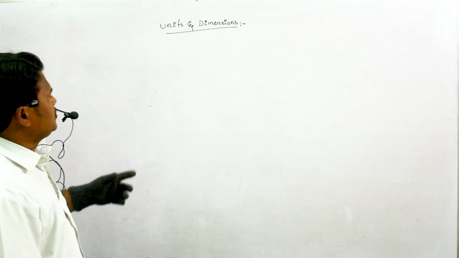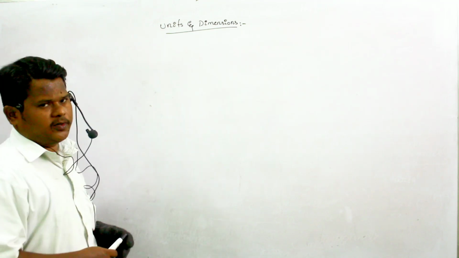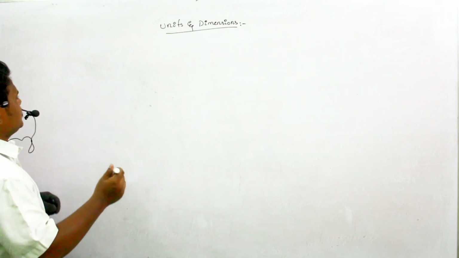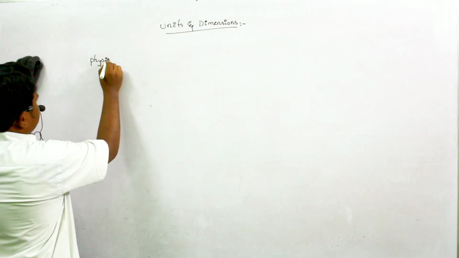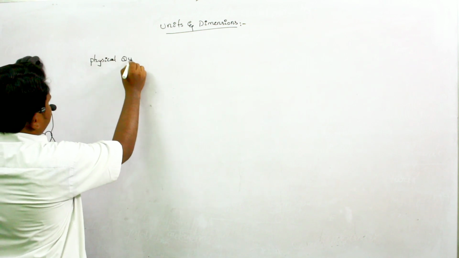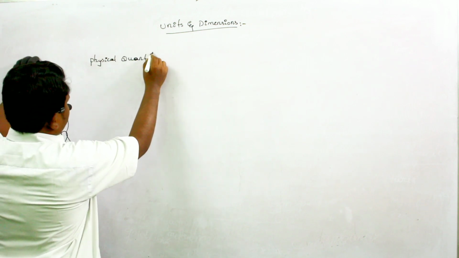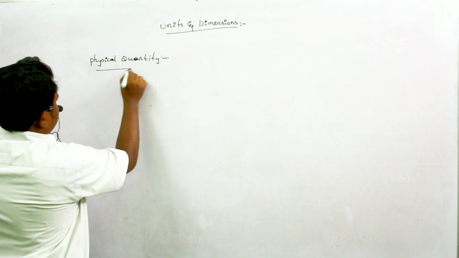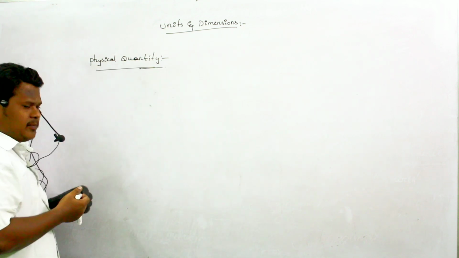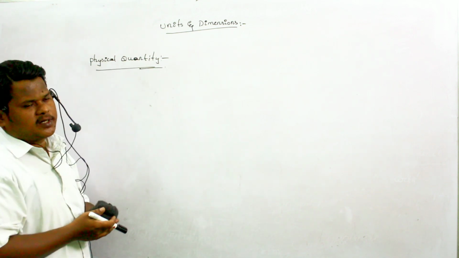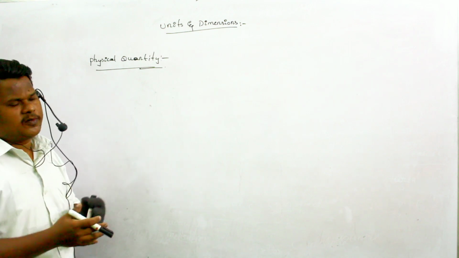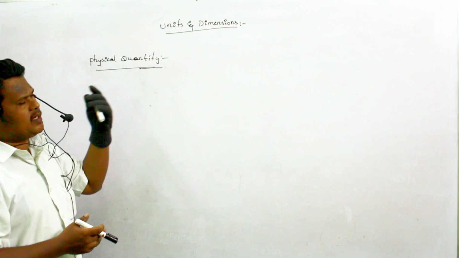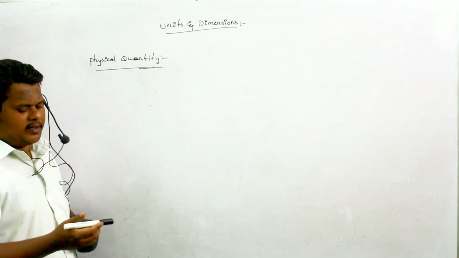Students, today let us see the topic of units and dimensions. So first of all, we should study what is meant by physical quantity. Any quantity that can be measured, we can call it a physical quantity. So length, mass, time, temperature, volume of a substance, all these we can call physical quantities.